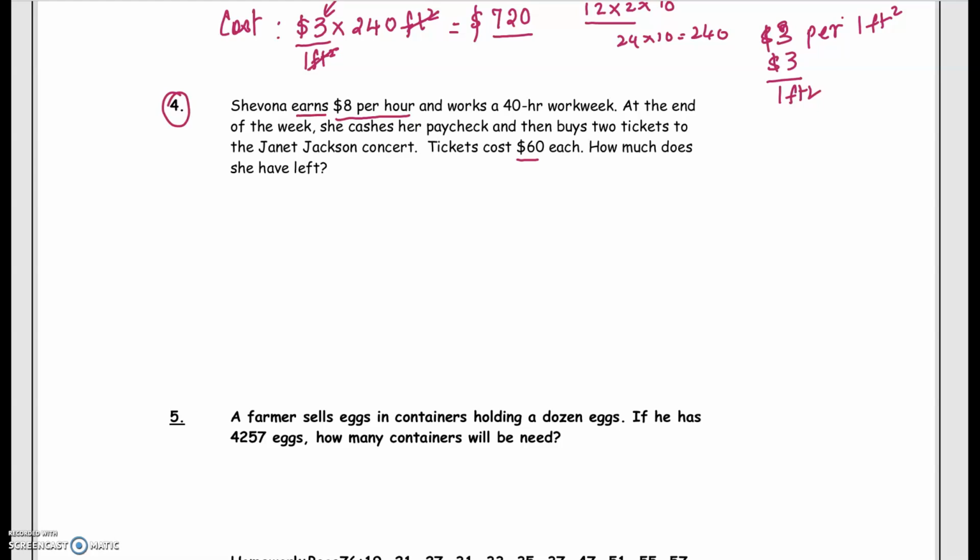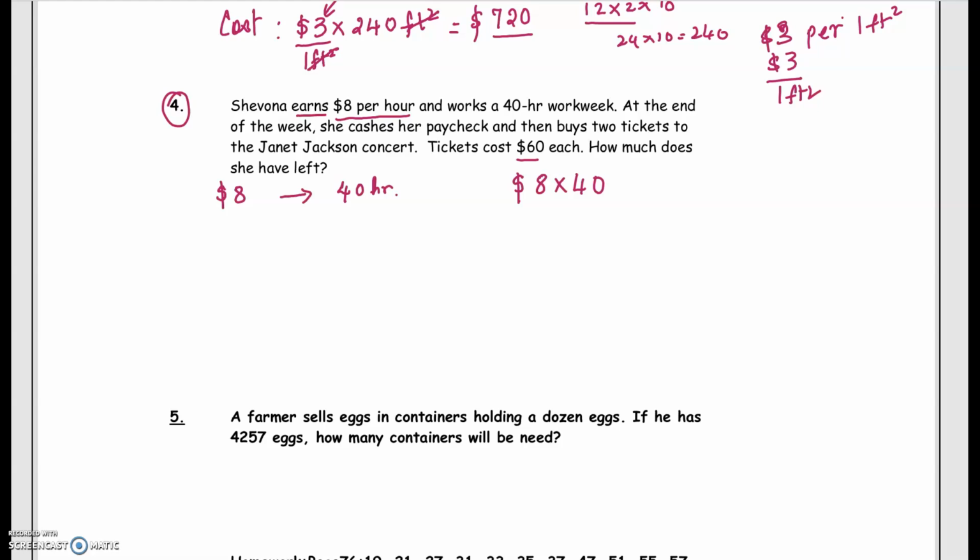So first, let's find out how much she earns. $8 per 1 hour. And how many hours does she work? She works 40 hours. So let's find out how much money she makes in 1 week. That would be $8 every hour, 40 hours. So it's 8 plus 8 plus 8, 40 times. So it's really multiplication of 8 and 40. So that's the total money that she makes.